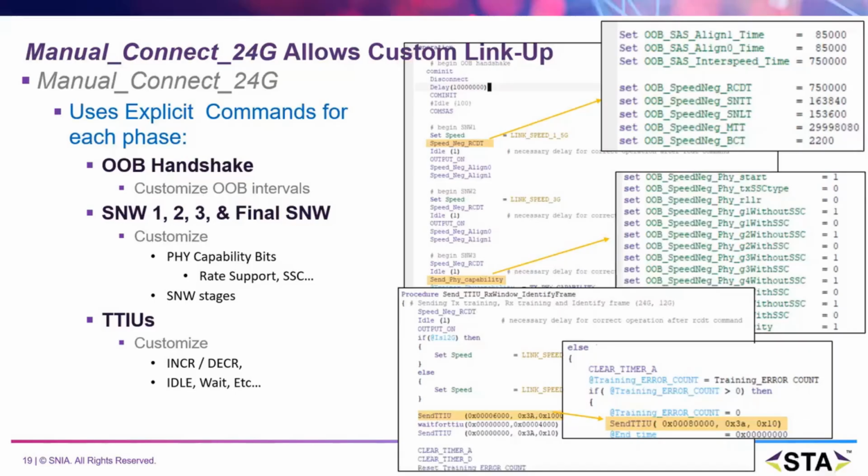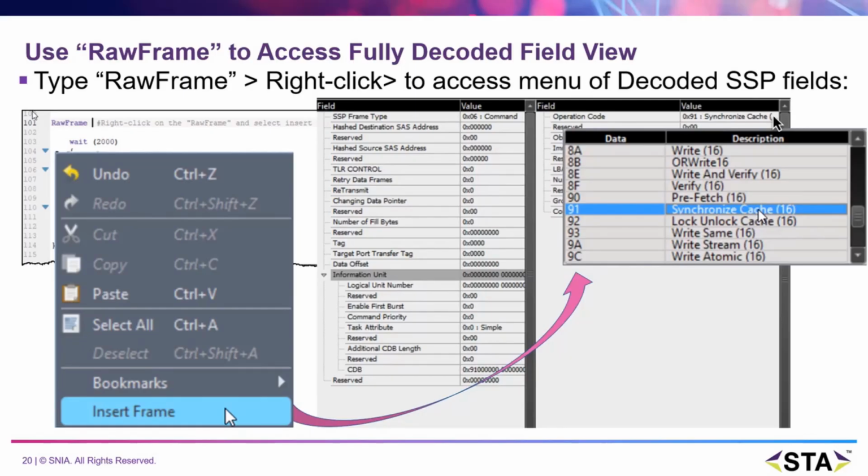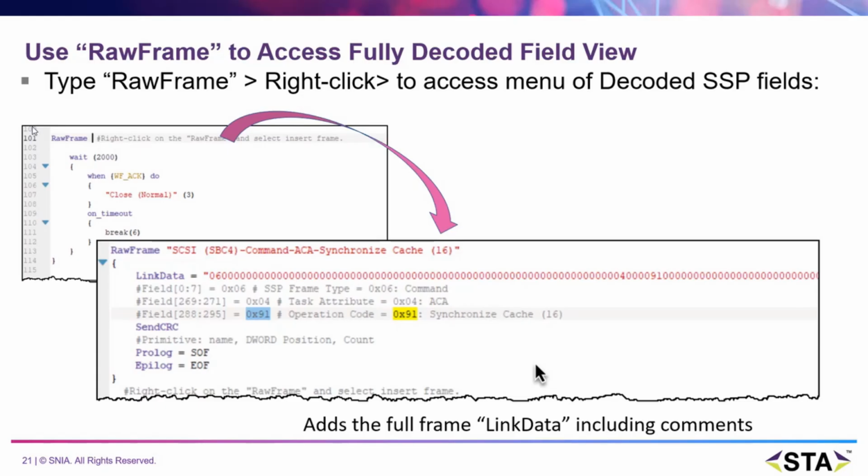While T10 defines the standard, it does not enforce compliance through certification programs, so vendors rely on conformance testing to validate interoperability and adherence to the spec. Raw frame provides a fully decoded view of serial SCSI protocol fields. Users can right-click to access detailed protocol information, making it easier to debug and validate frame-level behavior.